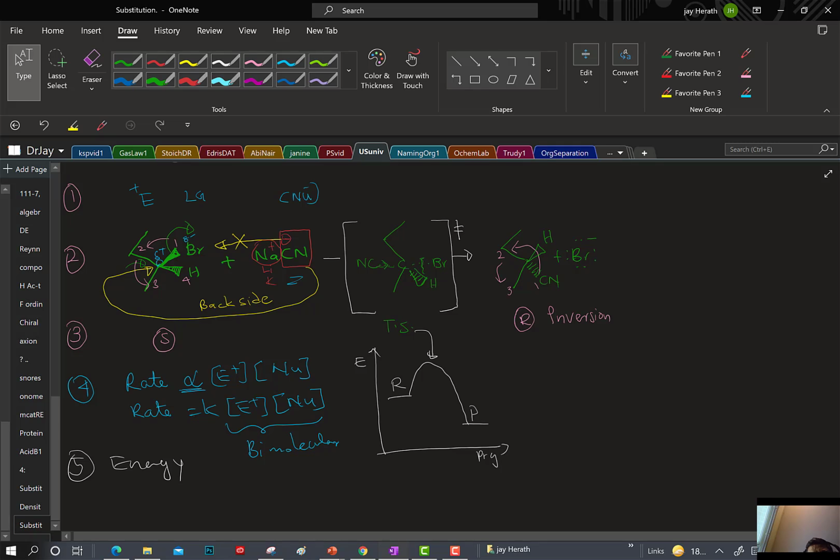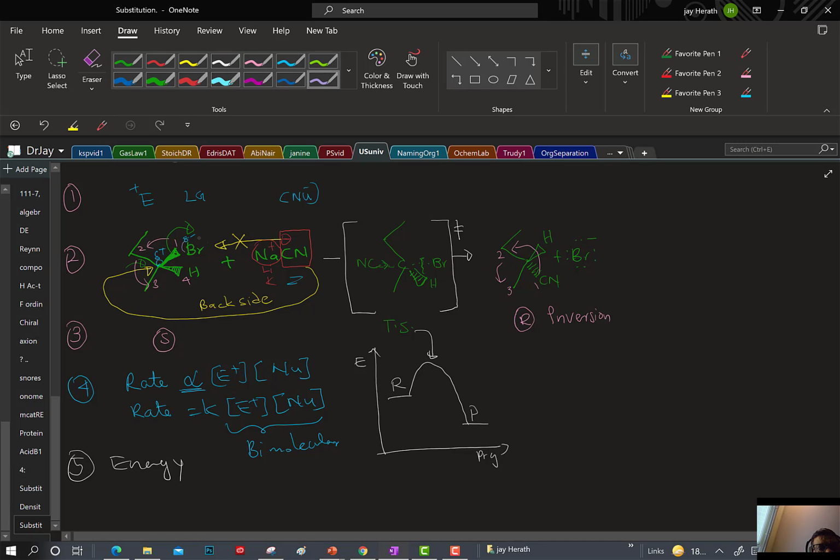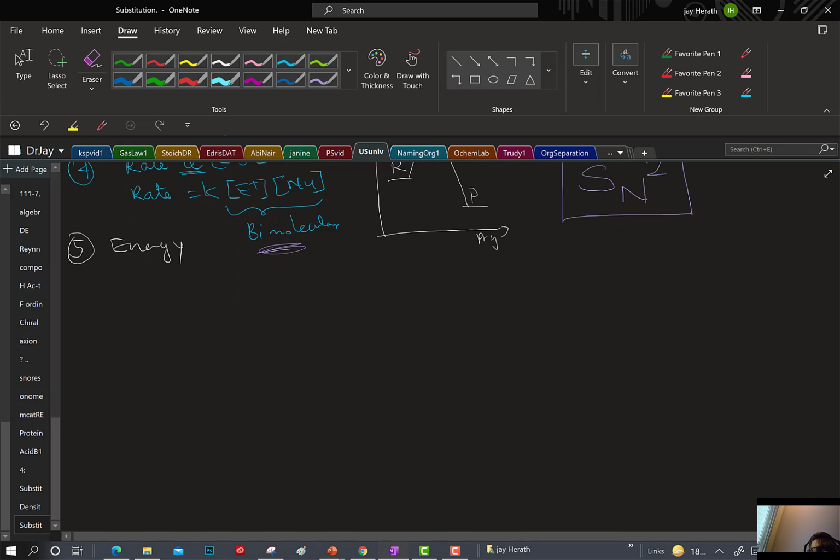So now I can say what we have done so far. We can put here the Br is substituted by CN, so it is a substitution, nucleophilic, and this bimolecular should be there. So we should name this one with a lot of details, SN2, right? Okay, now we can do similarly the SN1.